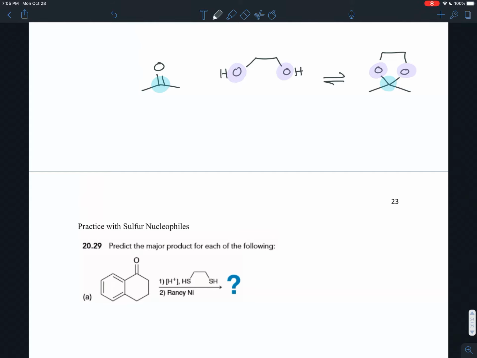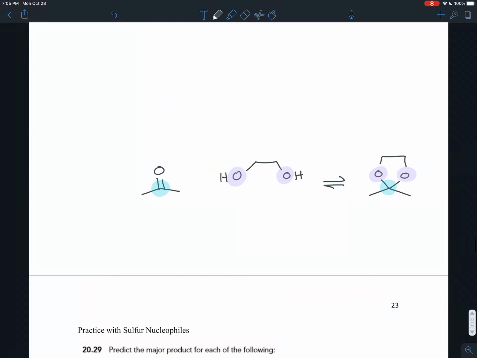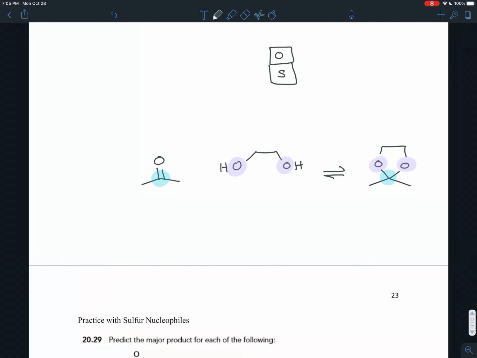Well, right underneath oxygen on the periodic table is sulfur. You have oxygen, and just below it, so a bigger atom, but the same number of valence electrons, is sulfur. And so sulfur forms similar compounds as oxygen does, and they have similar chemistry.